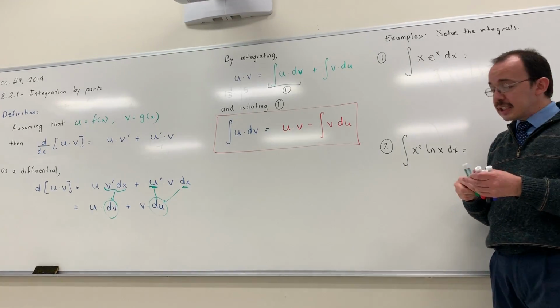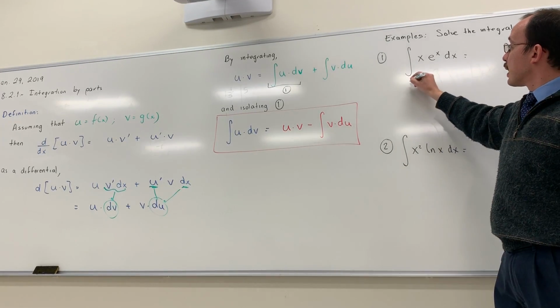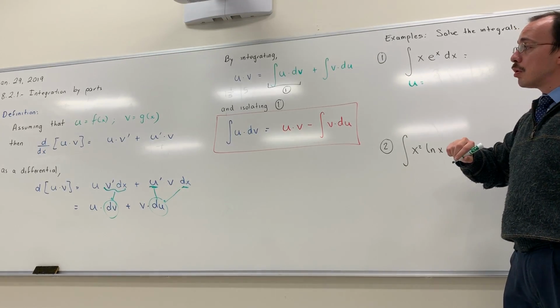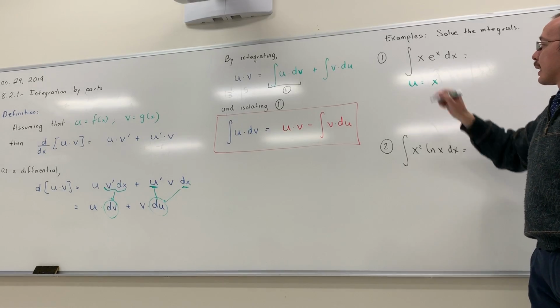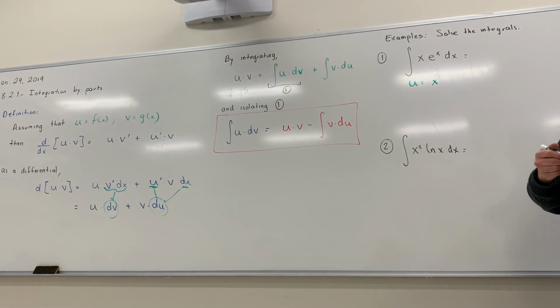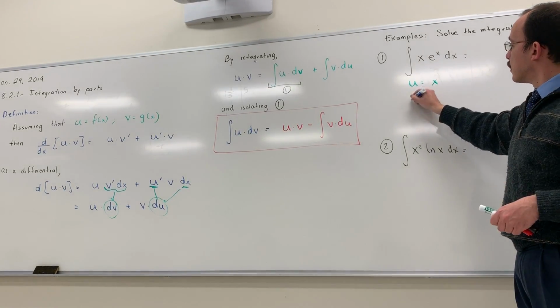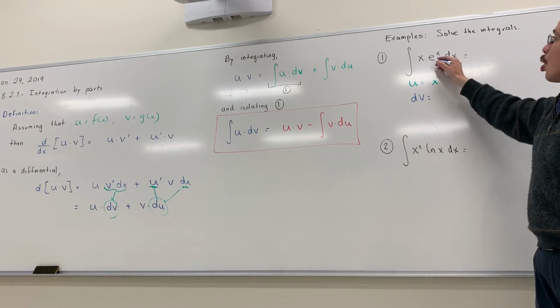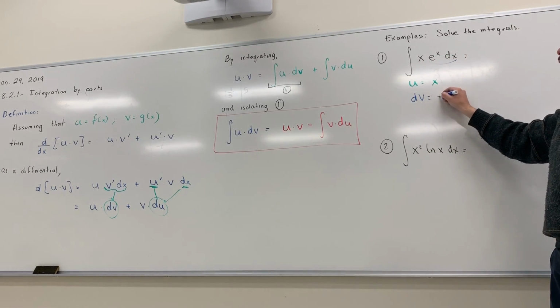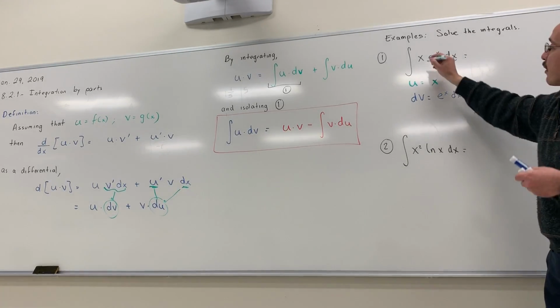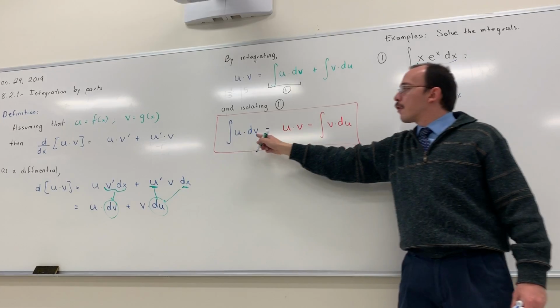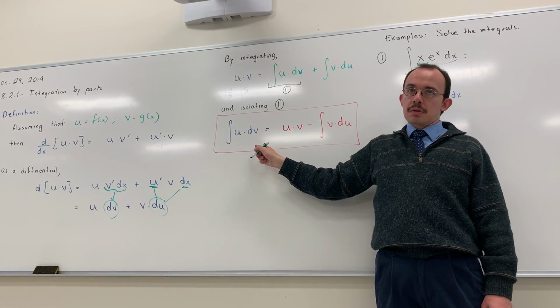So for example, in this case, I decide that my factor u is one part of the integral. But which part? x. And dv is going to be the other factor of the integral, which is e to the x dx. So we already have both factors for the original integral.